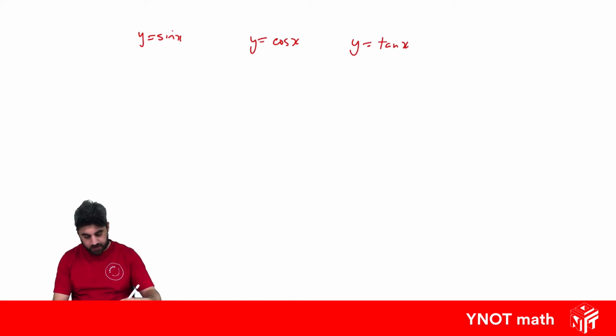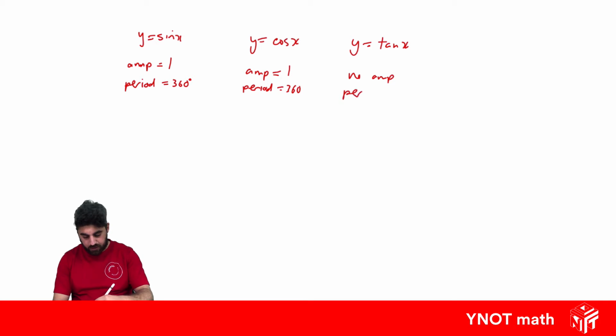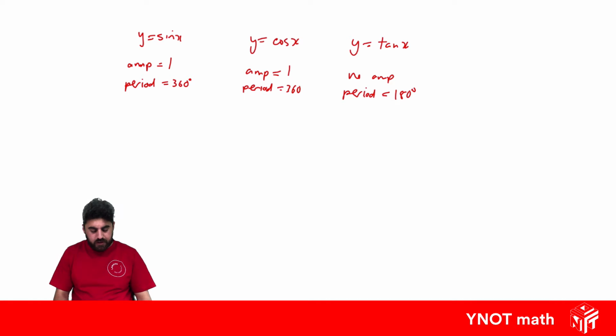The amplitude of sine was 1, and the period was 360 degrees. The amplitude of the cos graph was 1, also with a period of 360 degrees. Tan had no amplitude and a period of 180 degrees. Now, we need to look at more generic cases.